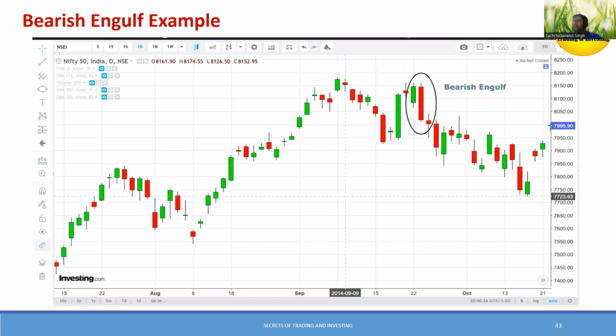The example of bearish engulf is again from Nifty 50. If you look at these two candles, this is one of the most ideal ones. It is not only an engulf, it is much more: the second candle is even below the low of the first green candle. So it is a clear-cut example of a bearish two-candlestick formation, which is the bearish engulf.